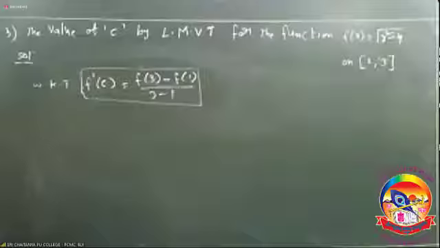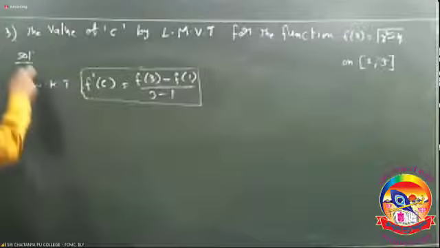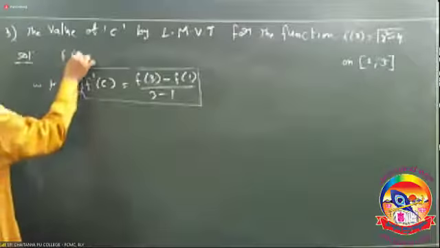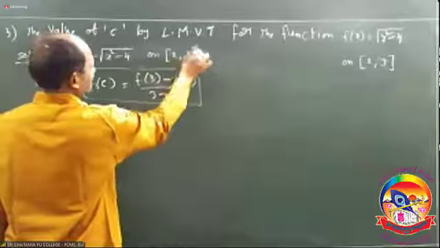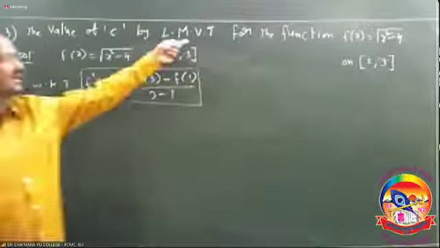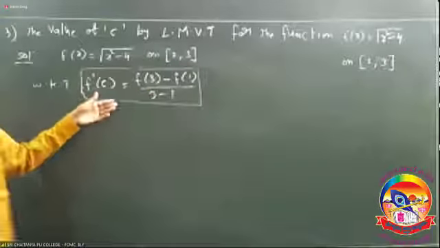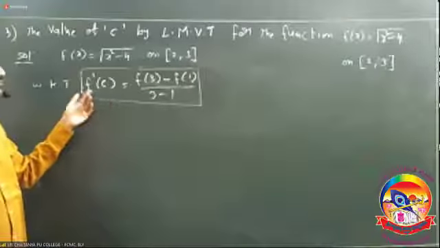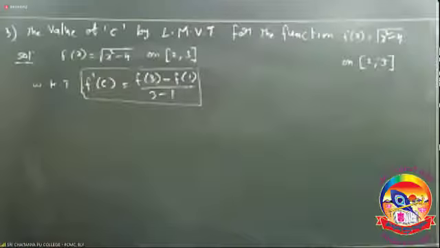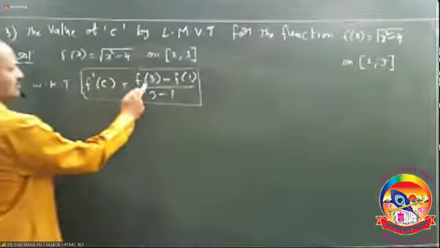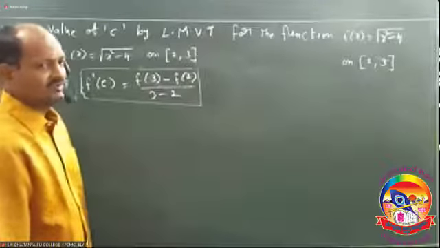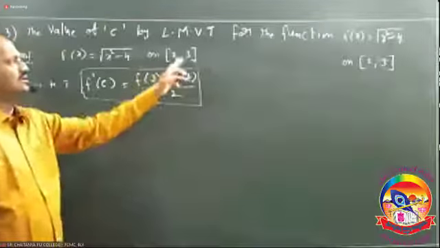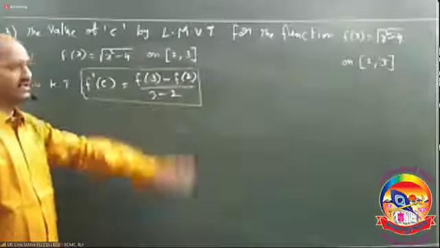Okay, same model. The previous question was log x, this one is root of x square minus 4. Okay, listen. The given function is root of x square minus 4 and the interval is 2 to 3. Find the value of c by Lagrange's mean value theorem. These are the conditions for Lagrange's mean value theorem. How to find the c value? f dash of c is equal to f of b minus f of a divided by b minus a. In the previous question, the a and b values were 1 and 3. Here the a and b values are 2 and 3. So f of 3 minus f of 2 divided by 3 minus 2.